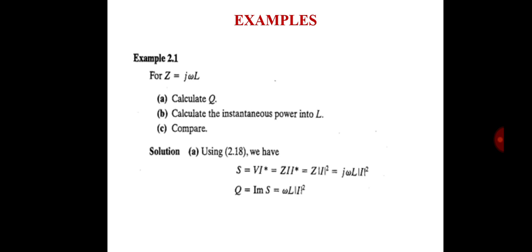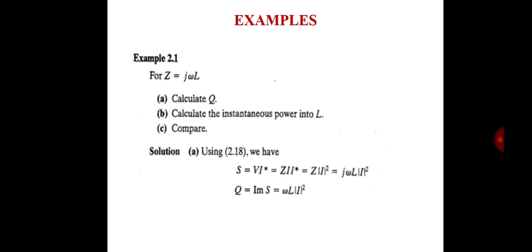Now in terms of I, V is equal to I into Z. So the equation becomes Z into I square. Z is equal to j omega L, it is given, so put the value of Z. So S is equal to j omega L into I square. Now j omega L into I square is S.